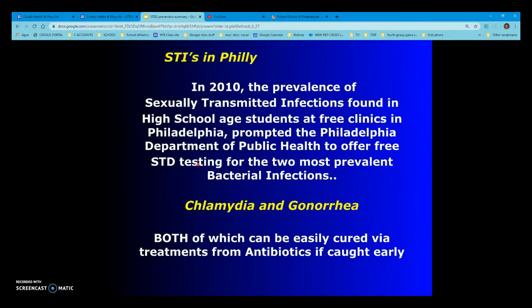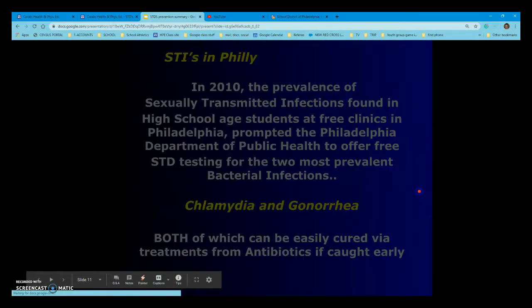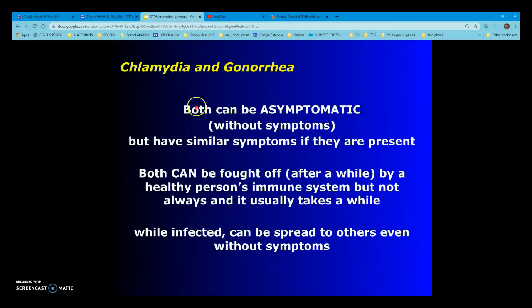In 2010, the prevalence of sexually transmitted infections in high school age students in Philadelphia, found in free clinics, prompted the Department of Health to offer free STD testing for the 2 most prevalent bacterial infections in Philadelphia. Both of them can be cured with early testing, and that's really, really important. It's also important to remember that they can both be asymptomatic, and both can be fought off after a while with a healthy person's immune system, but while you have them, whether you know you have them or not, they can be spread. And without treatment, they can have long-term ramifications, including sterilization, infertility, and other problems within the reproductive systems.